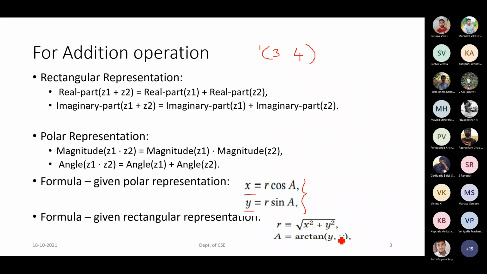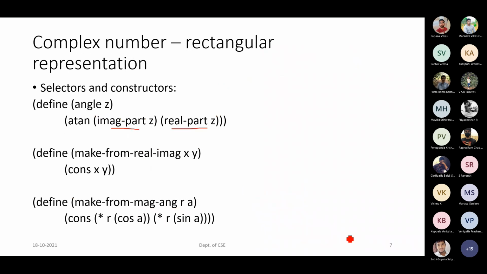So first we have to pass the y value. Y is nothing but the second part of our complex number. X is nothing but the first part of our complex number. So we have a built-in procedure called ATAN, which is nothing but the tan inverse function. For ATAN, we have to pass two arguments, which will be the imaginary part and the real part of it. Once this is done, we have written all the selectors.